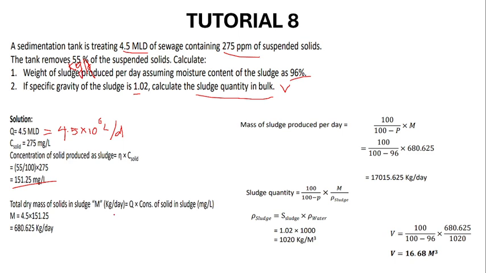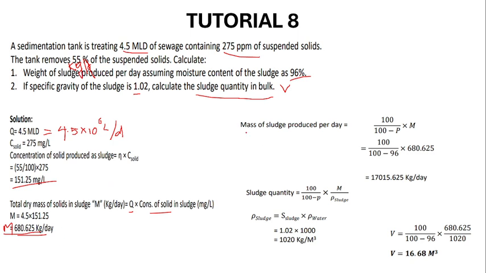So now to find the total dry mass, as we did earlier, we have to multiply the flow rate with the concentration of solid in the sludge. So our flow rate is 4.5 MLD, and again the concentration is given in mg per liter. We can convert it into kg per day. So the answer is M is equal to 4.5 into 151.25 is nothing but 680.625. Okay, this is the total dry mass of the solid in the sludge. So now the M is found.